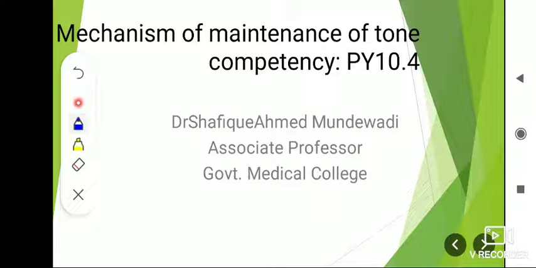Good afternoon, dear students. Today we'll discuss physiology of muscle tone. As per the NMC competency PWA 10.4, it is the mechanism of maintenance of muscle tone.